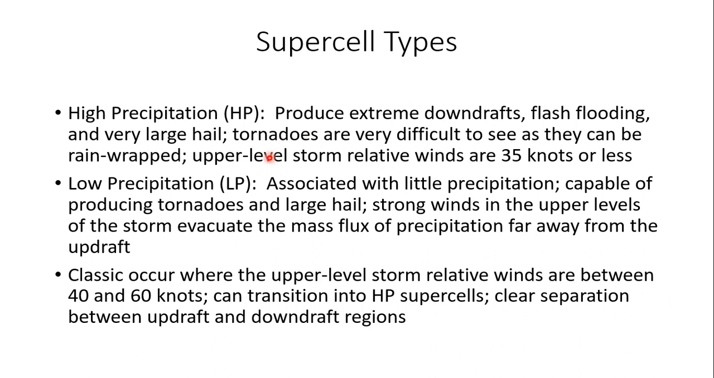In this case, with high precipitation supercells, the upper level storm relative winds are 35 knots or less. So high precipitation supercells, you're typically going to find them east of the Rocky Mountains, especially as you get towards Dixie Alley. That's Mississippi, Alabama, Georgia.